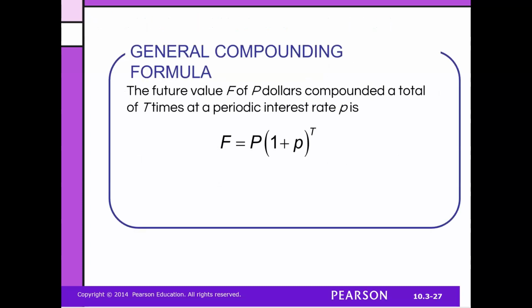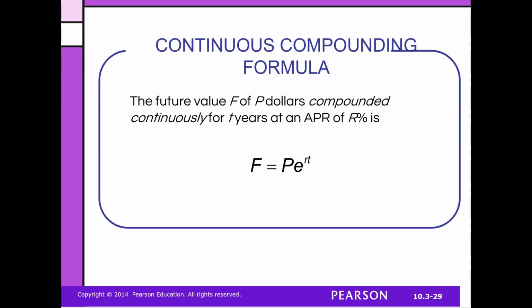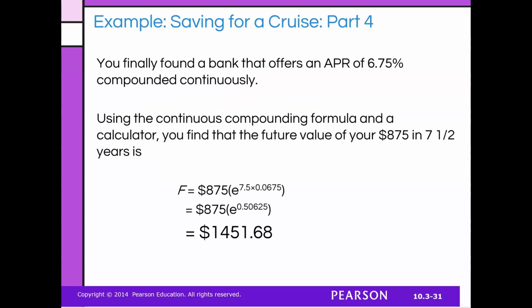And this is the general compounding formula. Then there's something called continuous compounding, where the compounding occurs over infinitely short time intervals. And that has its own formula as well. That E is a variable, and it can be found on your calculator. It's actually an irrational number. You can think of it really similar to pi. It's a different number, but it's like pi.